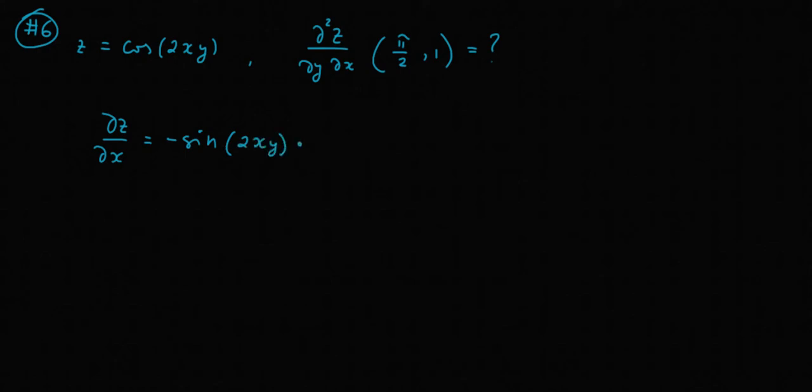And then that has to be multiplied by the chain rule by the derivative of the function that is inside cosine. In other words, what cosine is being applied to, and that is 2xy. So we need to multiply negative sine of 2xy by the derivative of 2xy with respect to x, and that's going to be 2y.